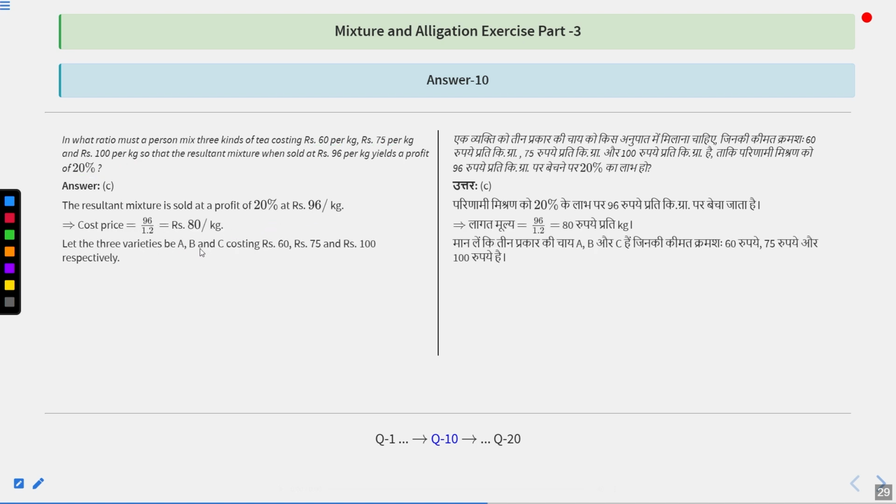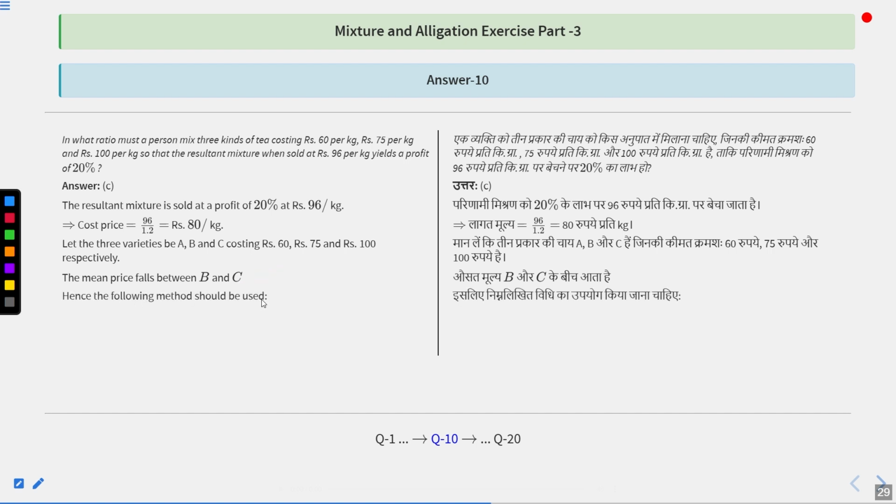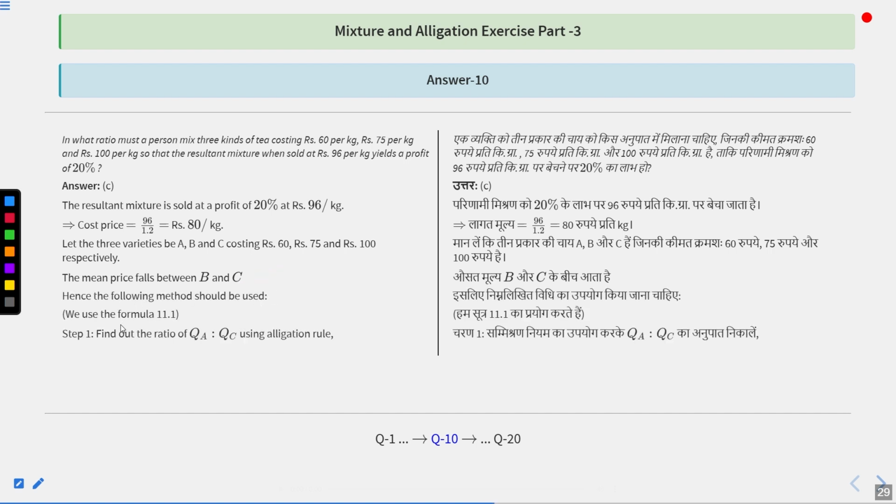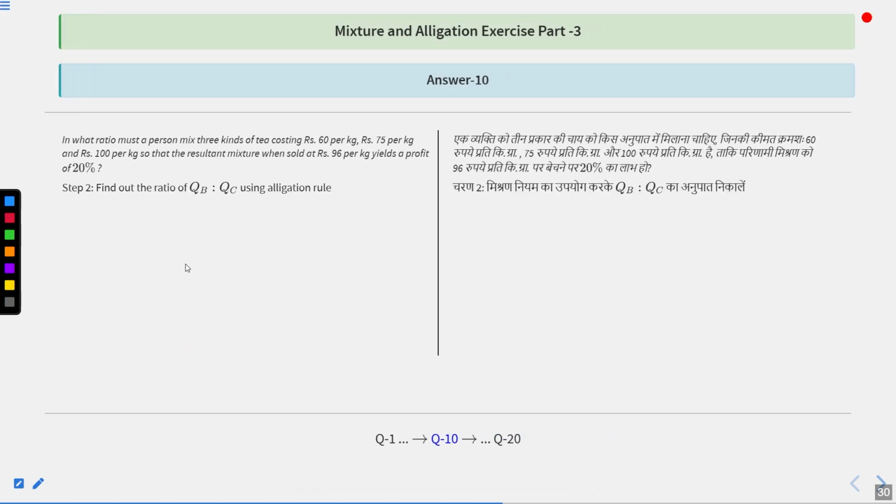Let the 3 varieties be A, B and C costing 60, 75 and 100 rupees respectively. The mean price falls between B and C. Hence, the alligation method should be used. Find out the ratio QA and QC using the alligation method. So it will become QA upon QC, 100 minus 80 upon 80 minus 60, which becomes 1:1. In the same way, solution to be continued.